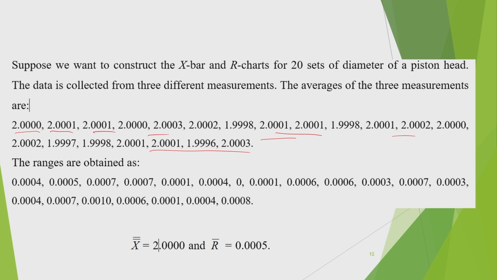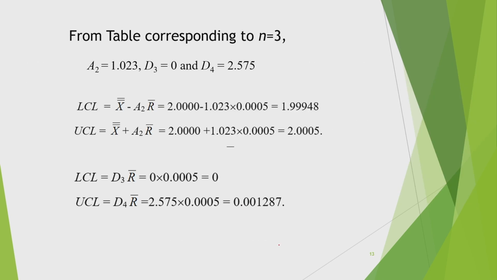Then the ranges for each case, each a group of 3 items. So this is 0.00, this is 0.005, like that we have done. Now the overall grand mean, X bar double bar is equal to 2. That means you add these 20 quantities and divide by 20, you get this much. Similarly you add all these ranges and the average range comes out to be this much. So from the table corresponding to N equal to 3, A2 is equal to this much, D3 is equal to 0, and D4 is equal to this one.